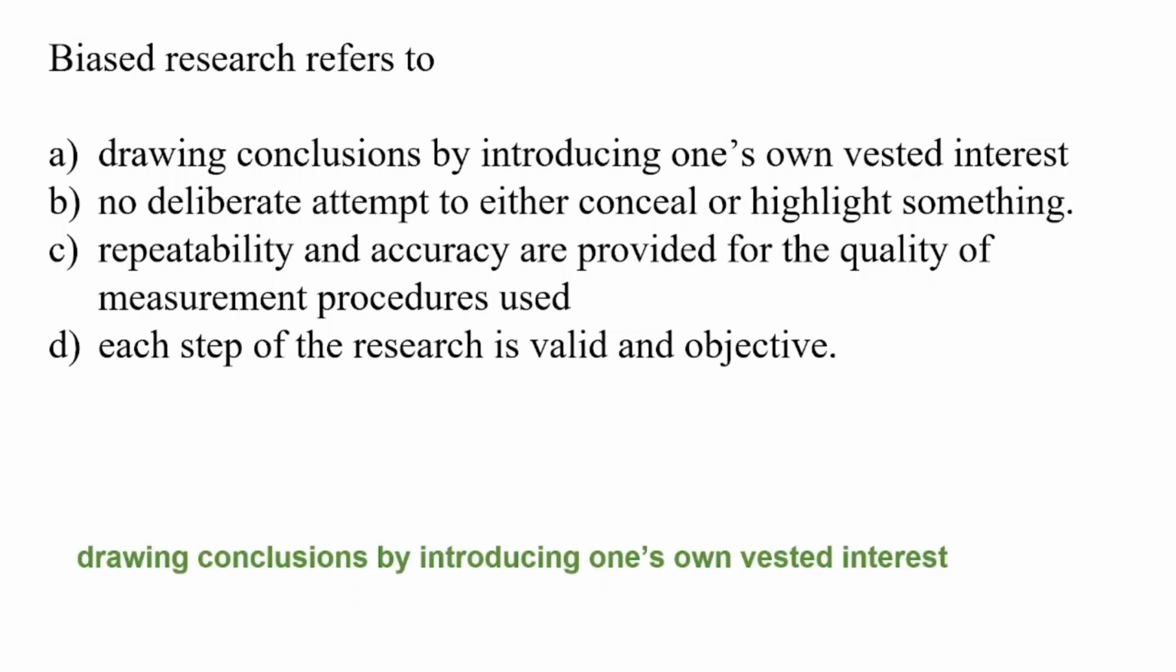Correct. Biased research, you already have a bias, like you're inclined towards an opinion. Like I'm conducting an experiment, and even before starting the experiment, I'm saying that this drug will change the cell morphology. And I'm thinking in that way only. I'm having this biased mindset in my head. I'm thinking about this only. So I'm drawing conclusions based on my own interest.